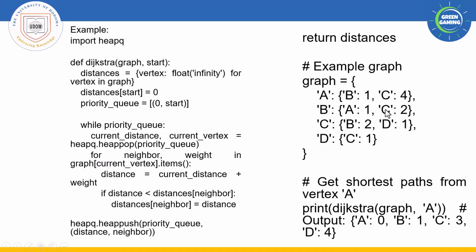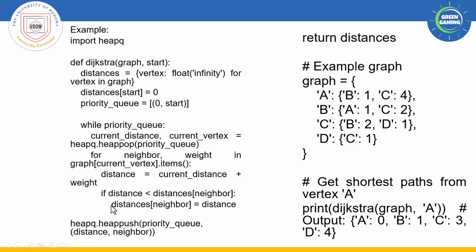Then we go to C. C now has an edge weight of 2, right? But B is 1. So 2 plus 1 gives us 3. So C now is 3. But remember, we already have a C distance, which is 4. Since 4 is greater than 3, we are going to update our C equals to 3. Why? Because 3 is smaller than 4.